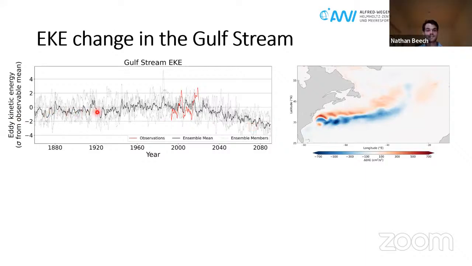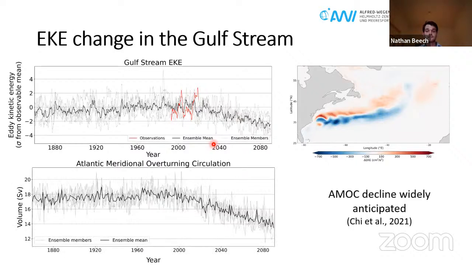So that's what this line is here. This is our ensemble mean, the black line. And we see after the present day, 2020, around here, we start to see a decline in eddy activity. And so that's already an interesting result, but we can go even further and say, why is that happening? And the answer could be the widely anticipated decline in overturning circulation in the Atlantic, or AMOC for short. That's something that's been projected by many climate models, including AWI-CM, which is what you see on this graph here.